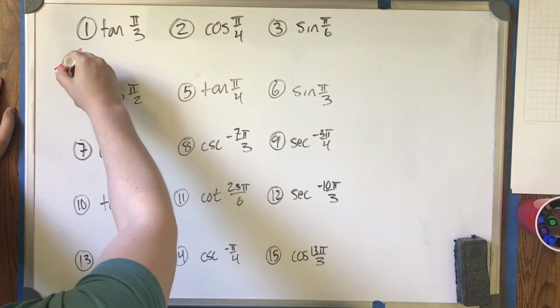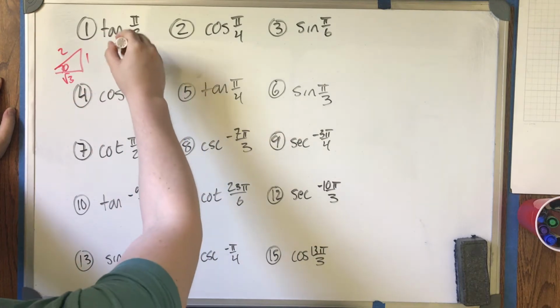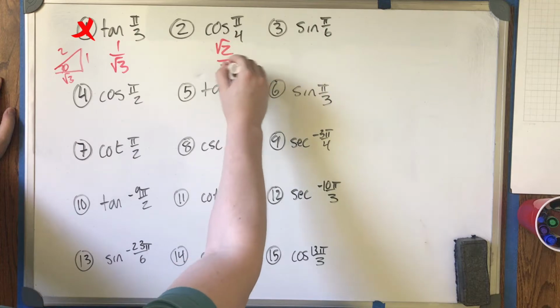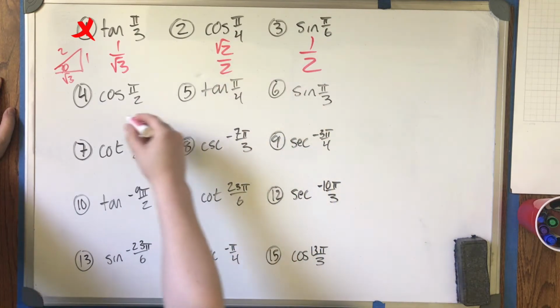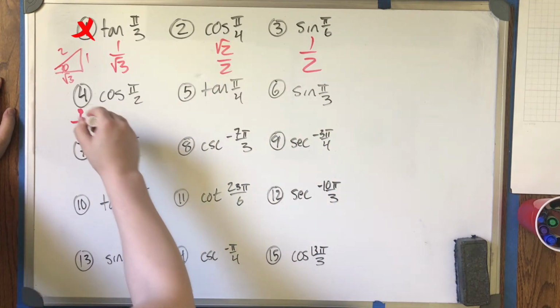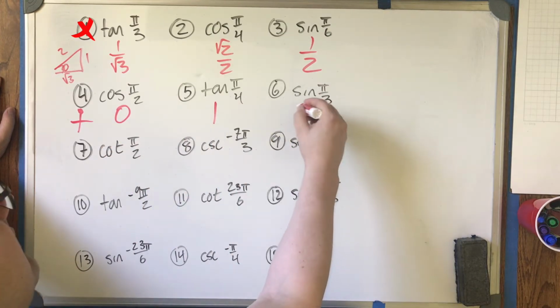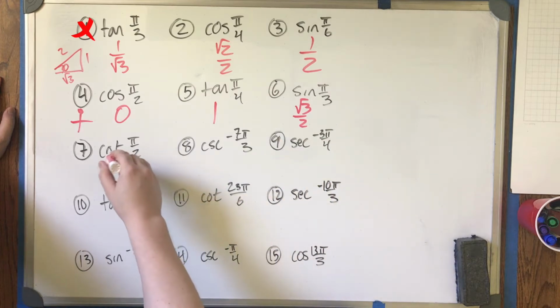I'm just gonna cheat and make a little triangle right there. That's gonna make life easier. Maybe 1 over square root of 3. All right, this is square root of 2 over 2. There we go. I'm getting my rhythm now. Let's see, cosine up there is going to be 0. I think that's going to be 1. This is going to be square root of 3 over 2.